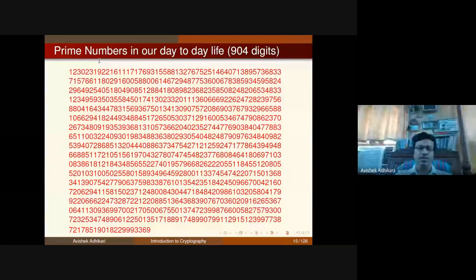You will be surprised to know that this is a prime number. It contains 904 digits. If I ask you whether they are really prime numbers, the best thing you can see is the last digit of this number, which is 9. If it were some even number, 0, 2, 4, 6, 8, then you could certainly say, sir, you are lying, it cannot be a prime number. But since it's an odd number, 9, you cannot be very sure whether this is prime or not.